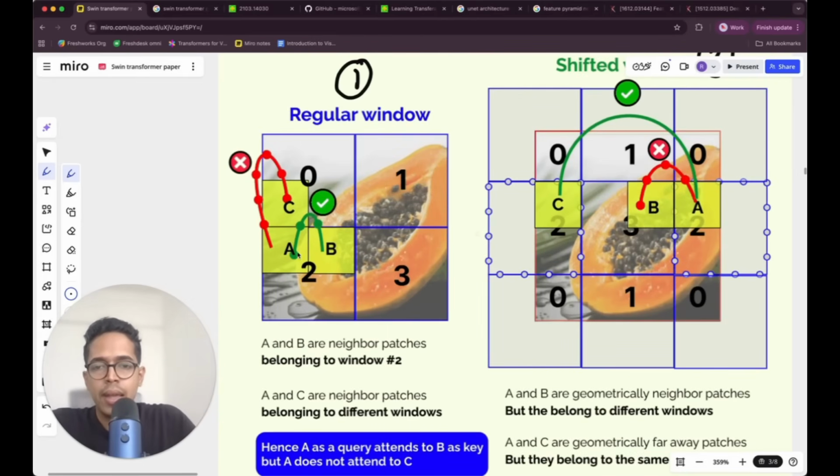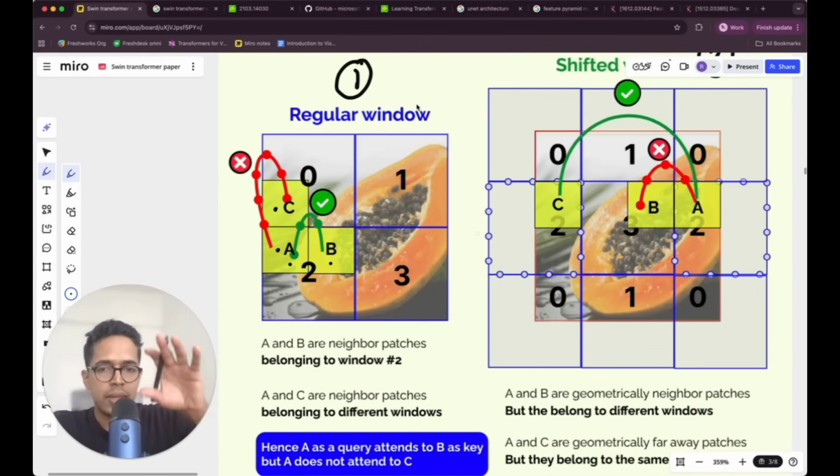So here A and B are two different patches belonging to window number 2. A and C are two patches belonging to two different windows. Although patch A and patch C are close to each other and patch A and patch B are close to each other, attention is created only between patch A and patch B because they belong to the same window. There is no attention score calculated between patch A and patch C because they belong to different windows. So this is what happens in regular window.